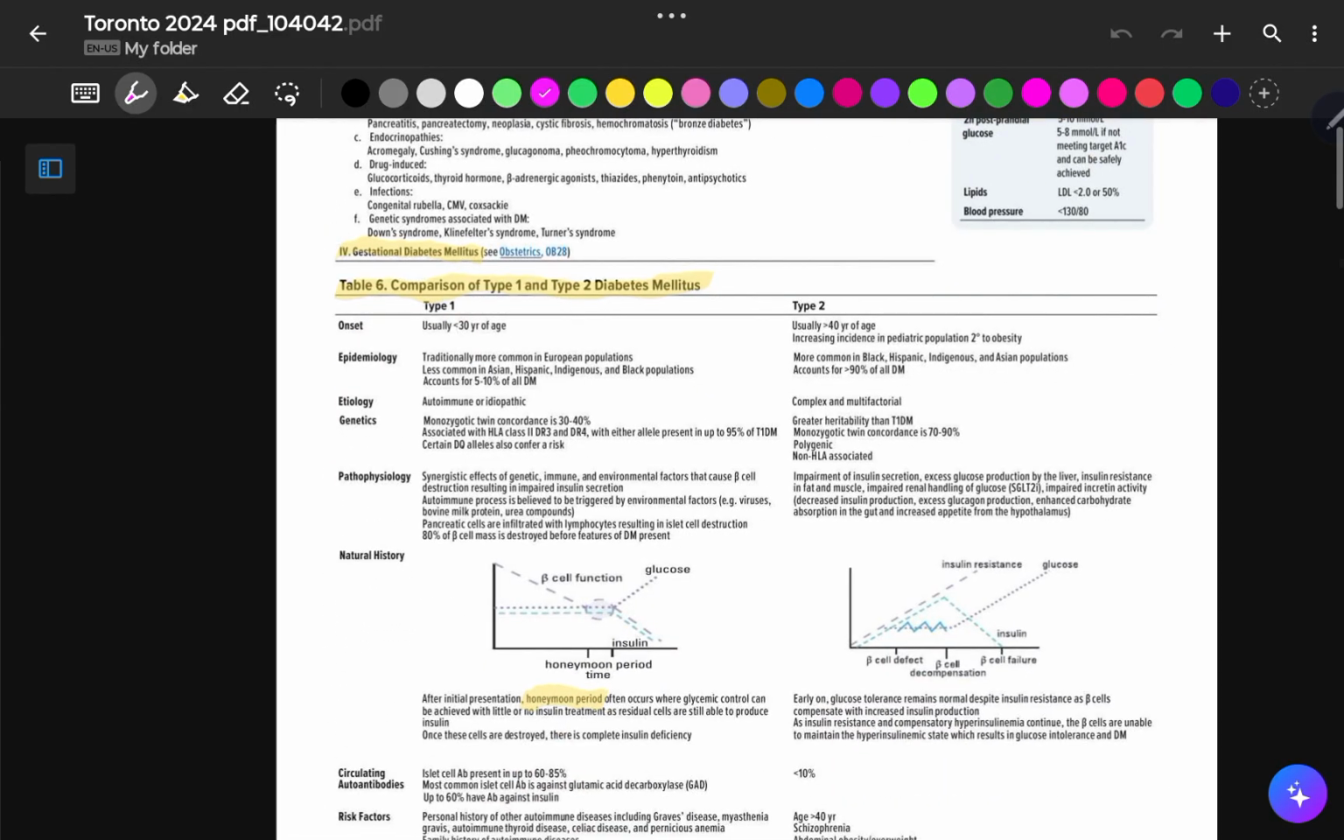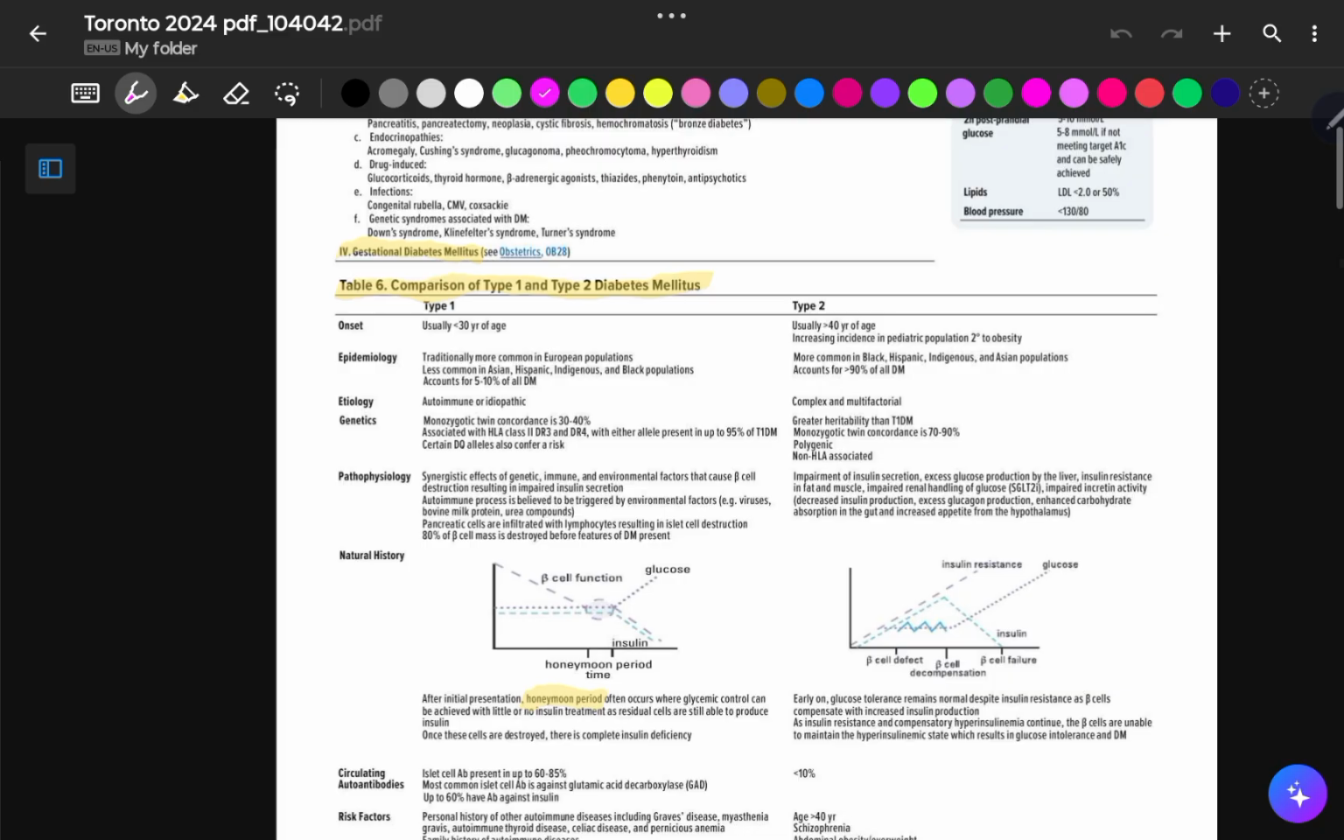So, comparison between type 1 and type 2 diabetes. Type 1 diabetes is usually found in patients less than 30 years of age. Most common in the European population, less common in Asian, Indigenous and Black populations. It usually accounts for 5 to 10% of all diabetes, so not that much. Remember, it can be autoimmune or it can be idiopathic, meaning no known cause.